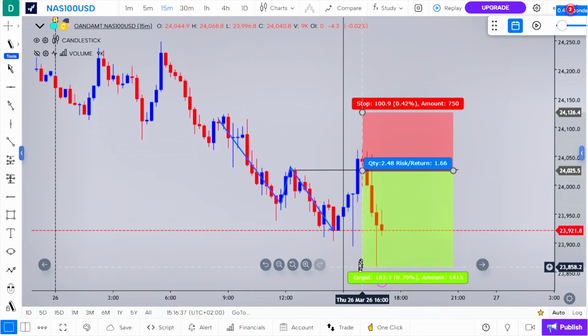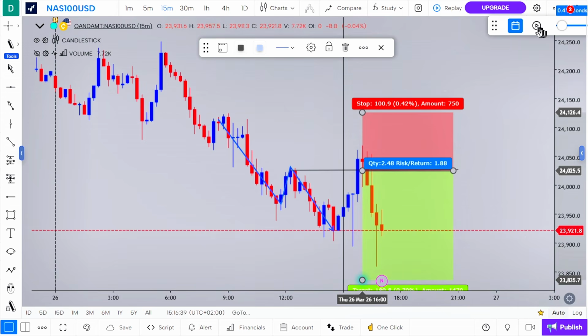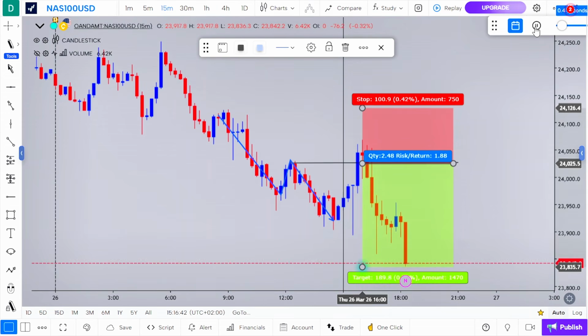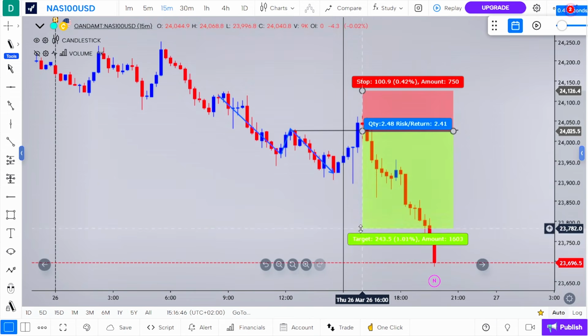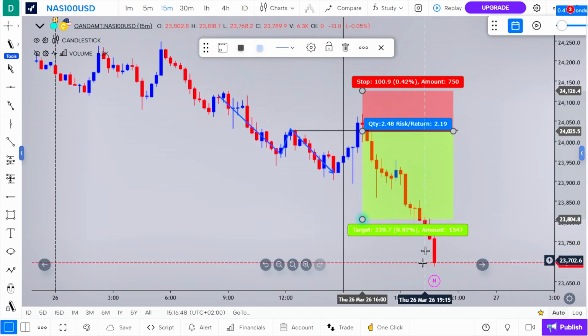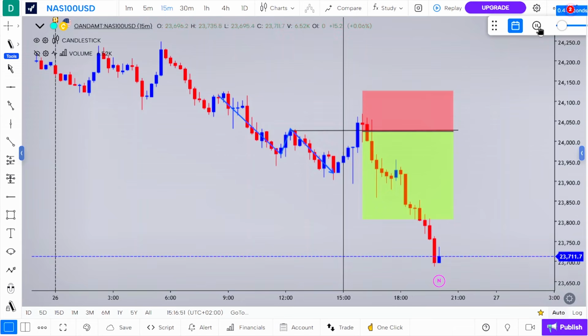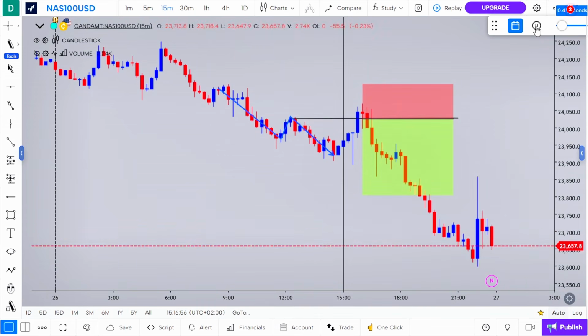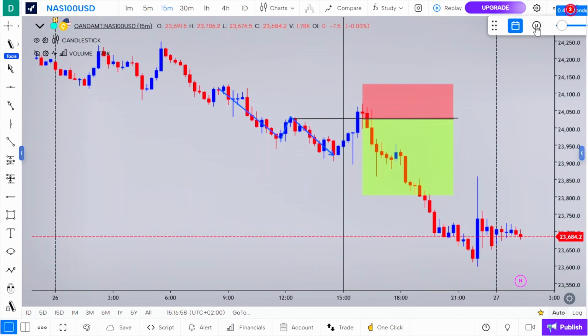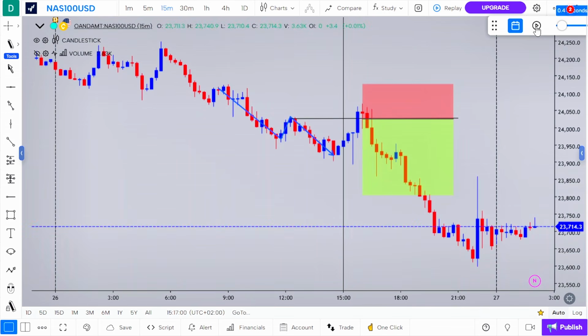As you can see, the market kept on dropping all the way to the downside in line with our take profits. Our first TP right here at a 1:2 risk-reward ratio was achieved, and the market kept on dropping all the way to the downside because that is all in line with the market structure. So the market structure is very, very important, and you can apply any type of entry model within the market structure. Let's move on to another example.